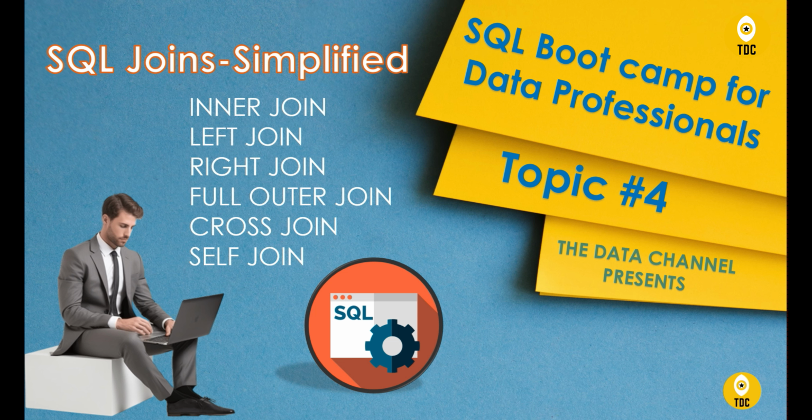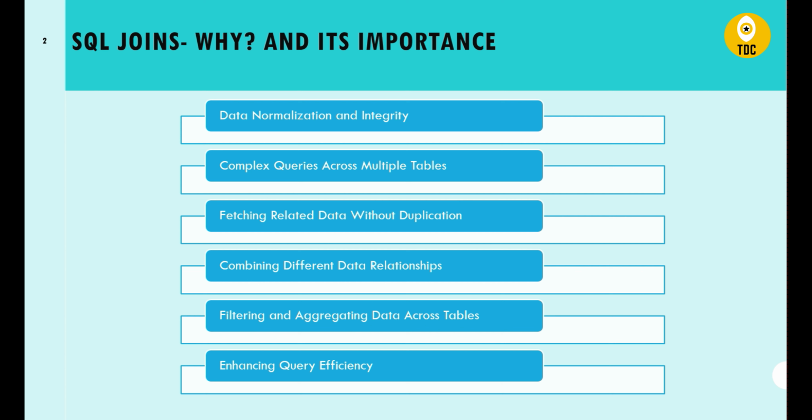Basically, you have to come across data normalization. Normalization means you split the data into multiple tables to avoid redundancy, and even though you are avoiding redundancy, you still need to combine the data. So that is where joins play an important role. And let us see one by one, right? So data normalization and integrity, what does that mean?